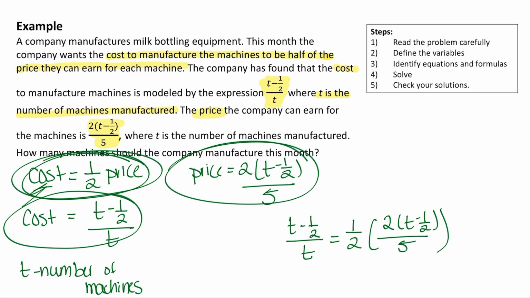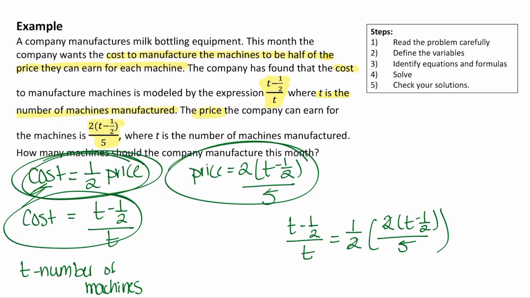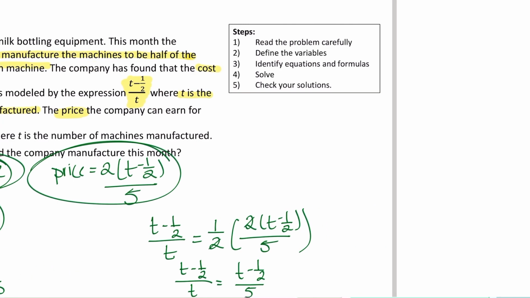So now let's work on simplifying this. Now this is just a rational equation, right? So here I have a 1/2 and I have a 2 and I have a 5. Do you notice that the 2 and 2 are just going to cancel? So when they cancel, I have t minus 1/2 over t equals t minus 1/2 over 5. So let's figure out how we're going to work on simplifying that. So t minus 1/2 over t equals t minus 1/2 over 5.